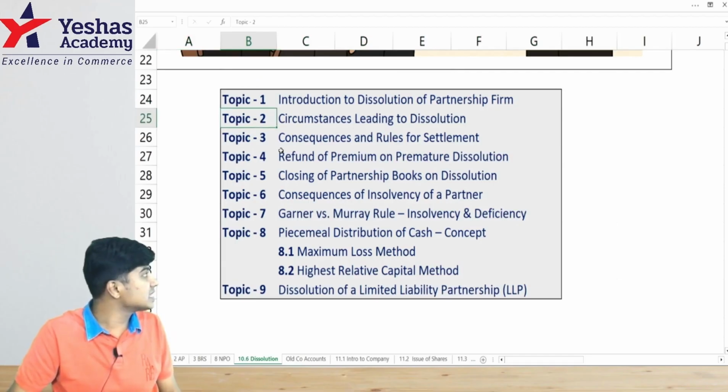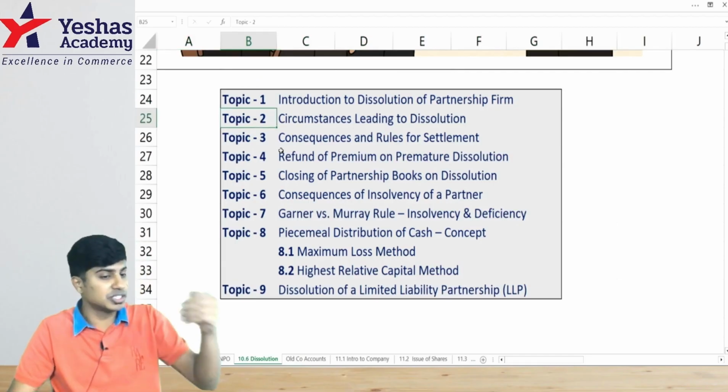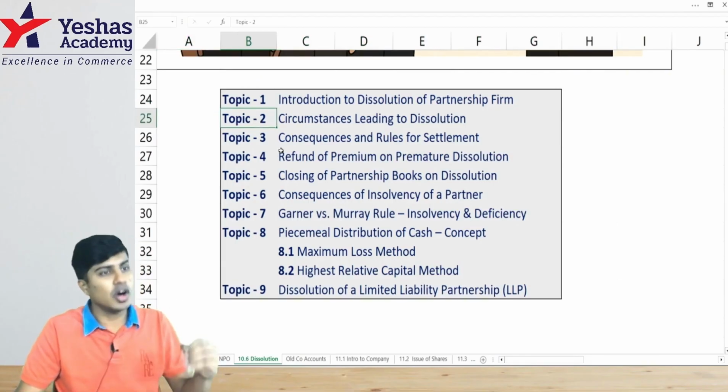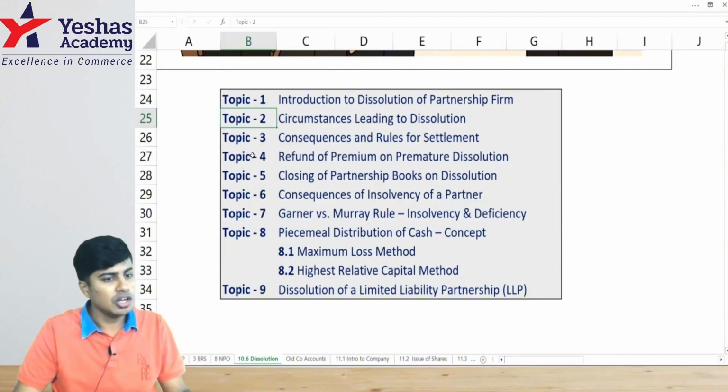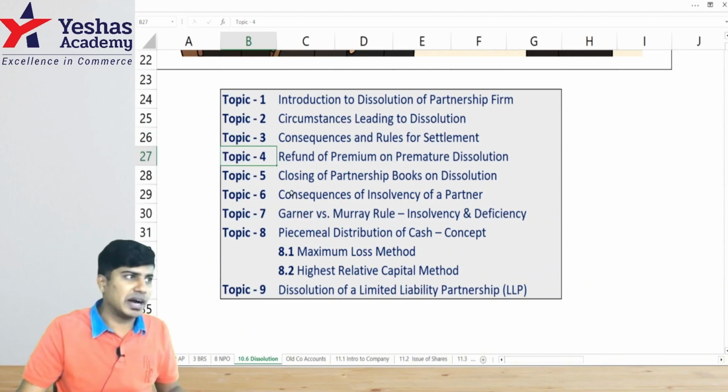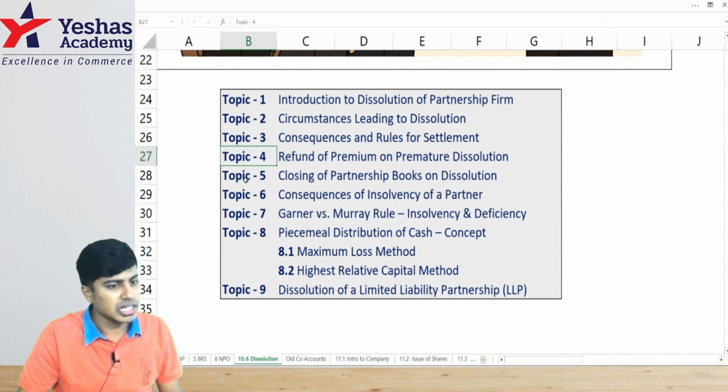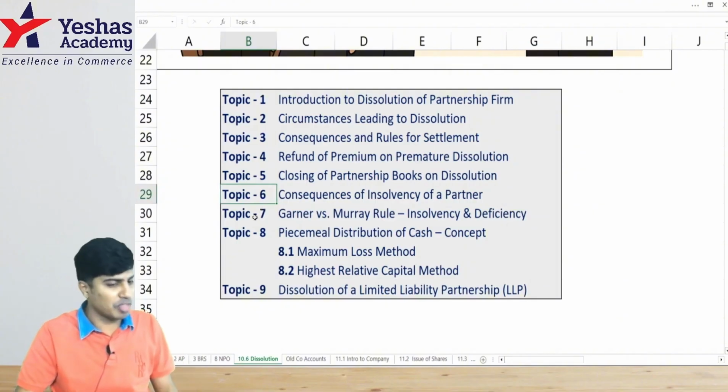And the second topic will discuss circumstances which lead to dissolution. Third topic will be consequences in the process of dissolution. Topic 4 will be refund of premium. Topic 5 will be closing of partnership by way of passing journal entries. Topic 6 will be consequences of insolvency of one of the partners.